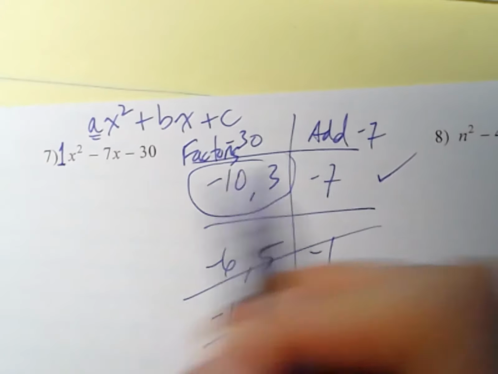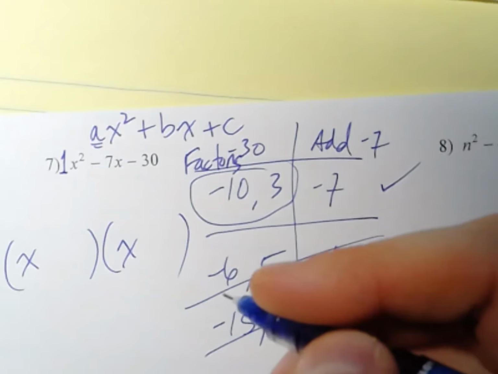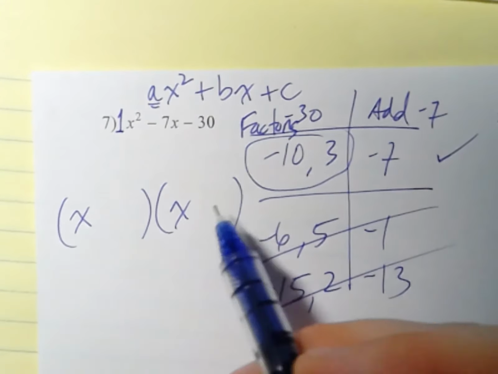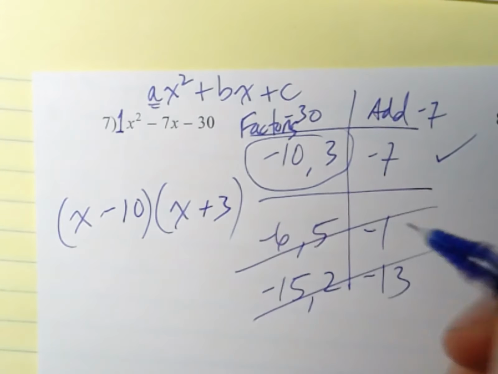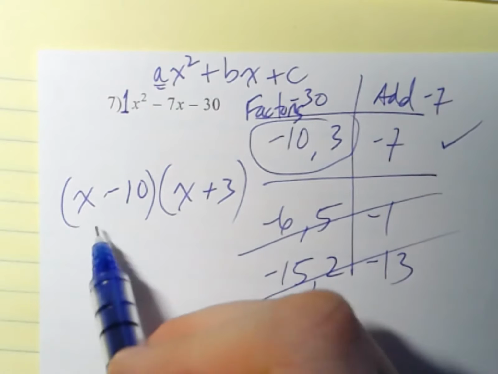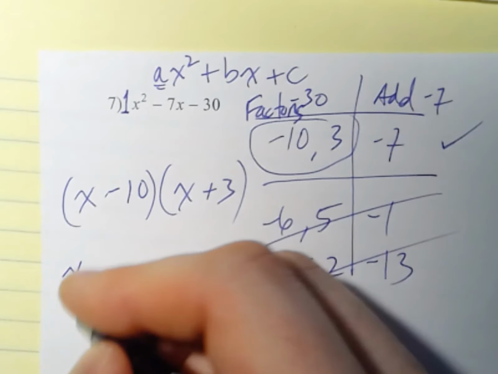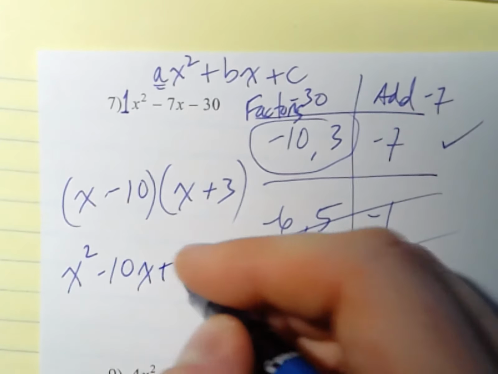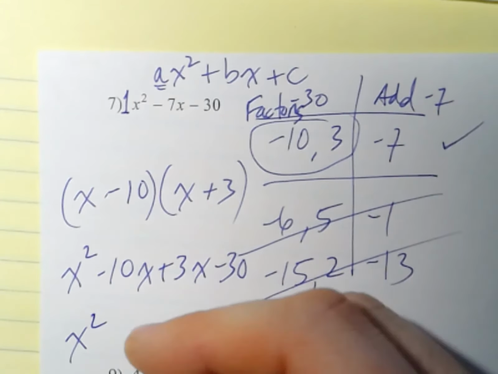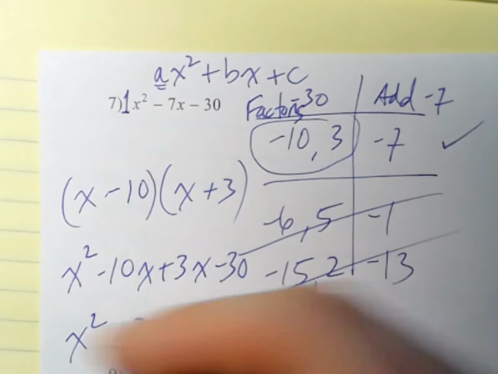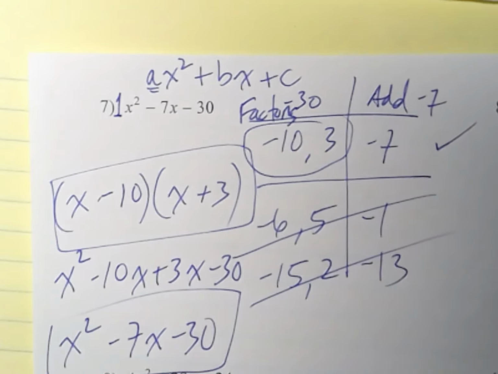So then I take those, and those become my tail ends here. So I split it up like that, and I'm going to have two binomials here. I just take the negative 10 and put it right here, and the positive 3 and put it right there. Now the reason that I'm doing this is that if I FOIL this, and we've already learned about foiling, I'm going to get x squared minus 10x plus 3x minus 30. And if I combine the two middle terms, I'm going to get exactly what I wanted. So there is my answer, x minus 10 and x plus 3.